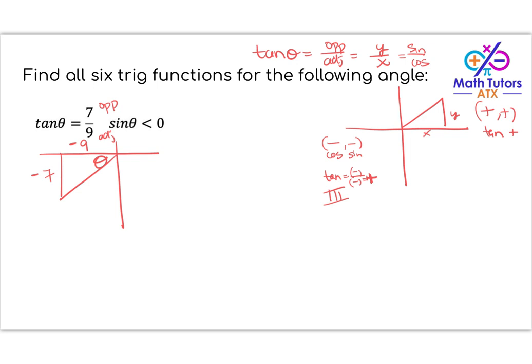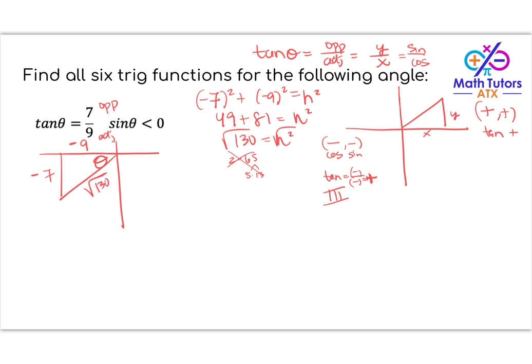Let's find the hypotenuse now. We have technically negative 7 squared, but we know that's going to give us a positive value anyway. So 49 plus 81 equals h squared. That's 130 equals h squared. Square root, that's 2 and 65, and that's 5 and 13. So nope, that does not simplify. So there we go, radical 130.